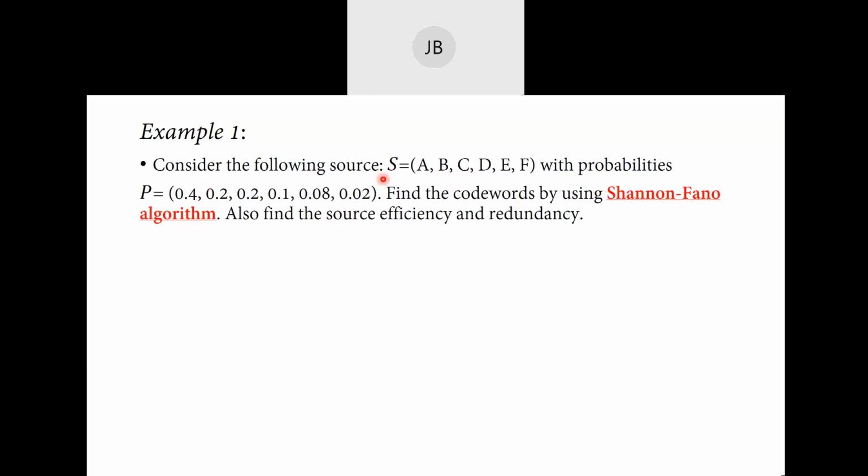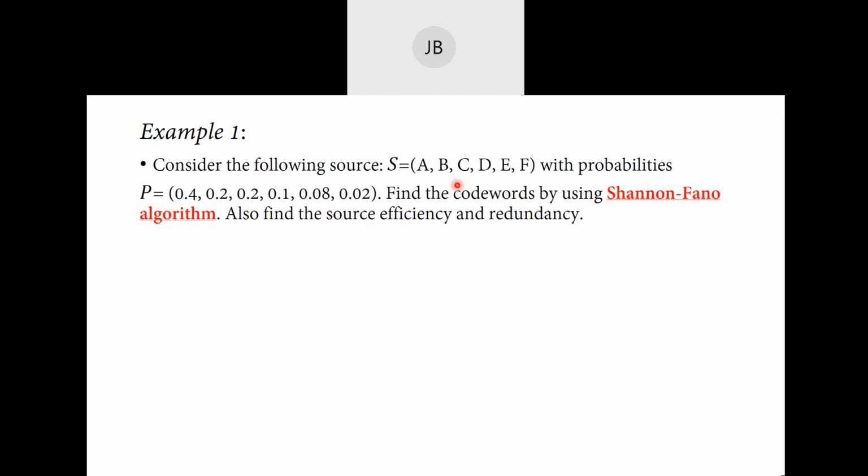The example says that a source has multiple symbols being emitted, such as A, B, C, D, E, and F. These symbols, when emitted by the source, have different probabilities. For example, 0.4, 0.2, 0.2, 0.1, 0.08 and 0.08 respectively for all these different symbols. In this context, we need to find out an encoding scheme using Shannon-Fano encoding algorithm, and also we need to find out the source efficiency and redundancy. What's the amount of redundancy associated with the Shannon-Fano encoding algorithm for this specific case? All these factors we need to determine.